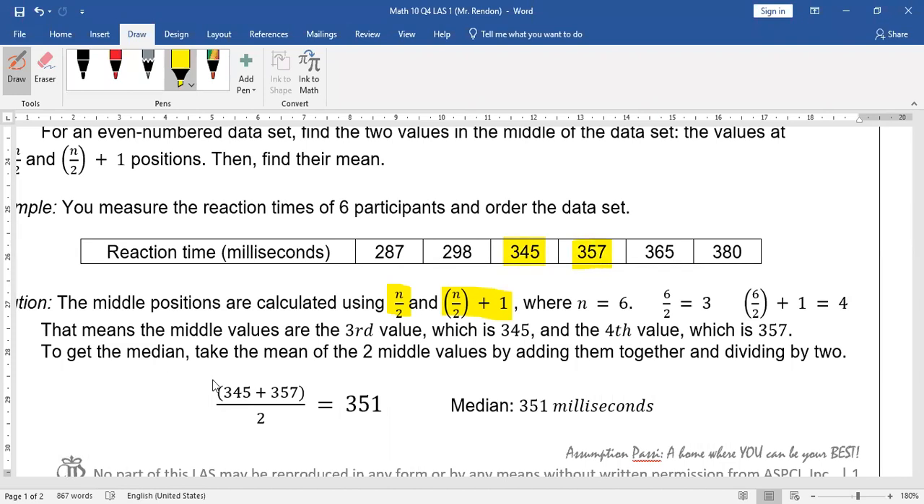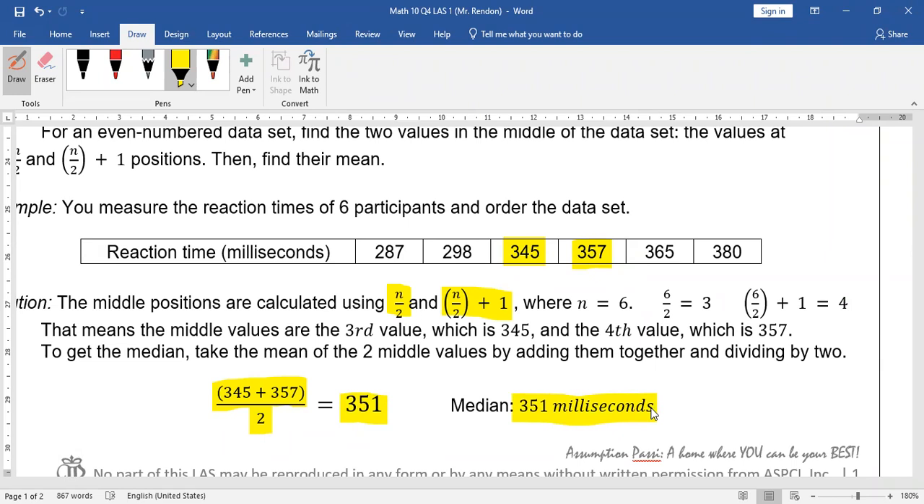To get the median, take the mean of the two middle values by adding them together and dividing by 2. Average man gihapon. So we add 345 plus 357 divided by 2, which gives us an answer of 351. Therefore, our median is 351 milliseconds. The median does not need to be any of the scores, since we're getting the average.